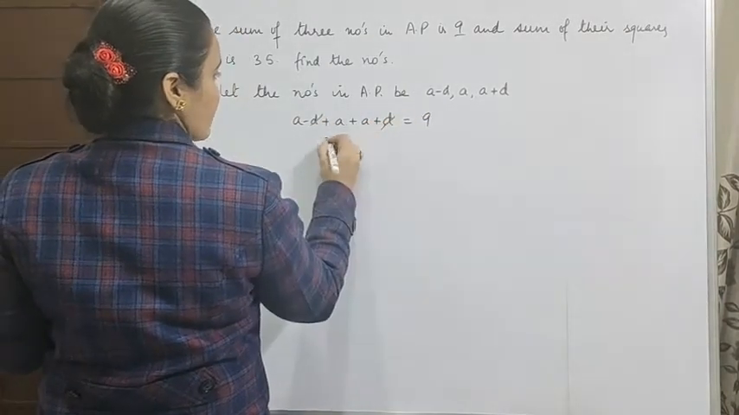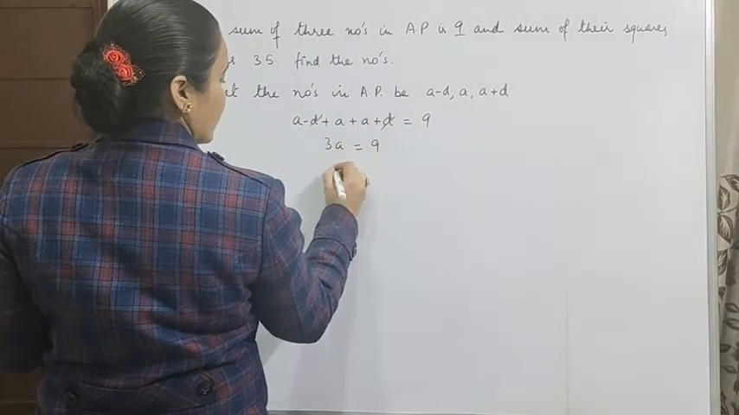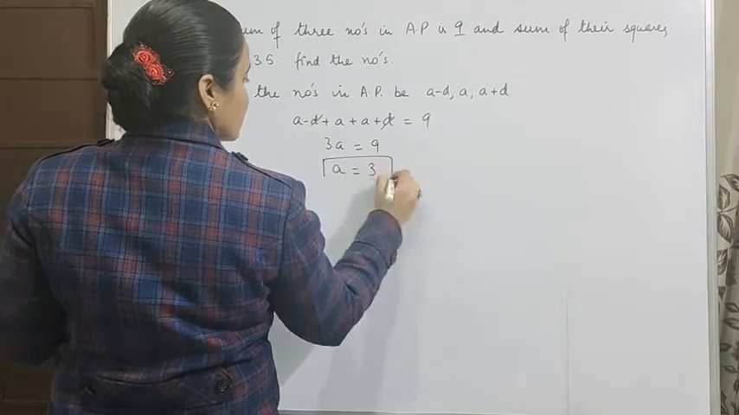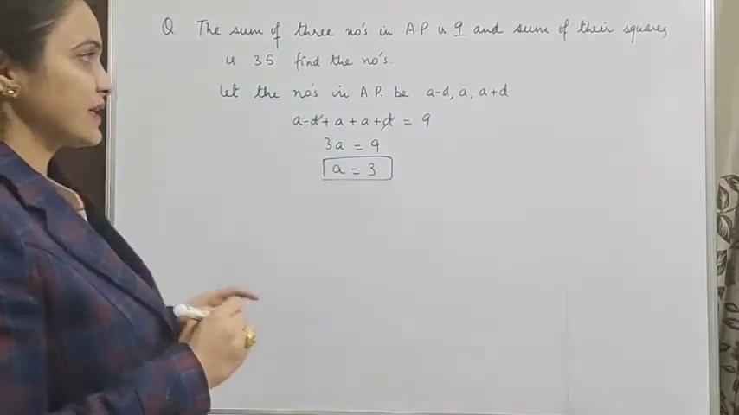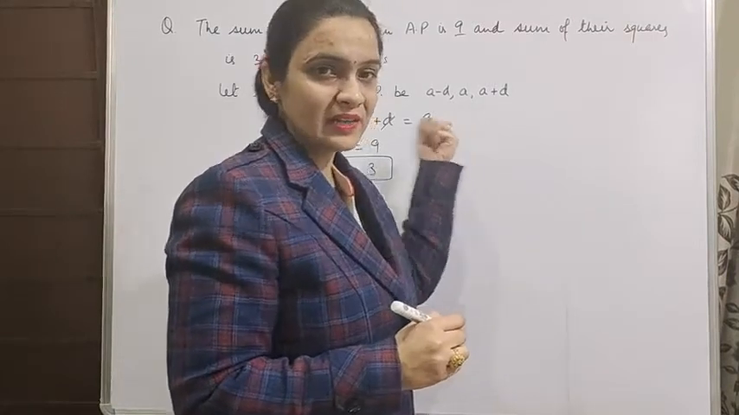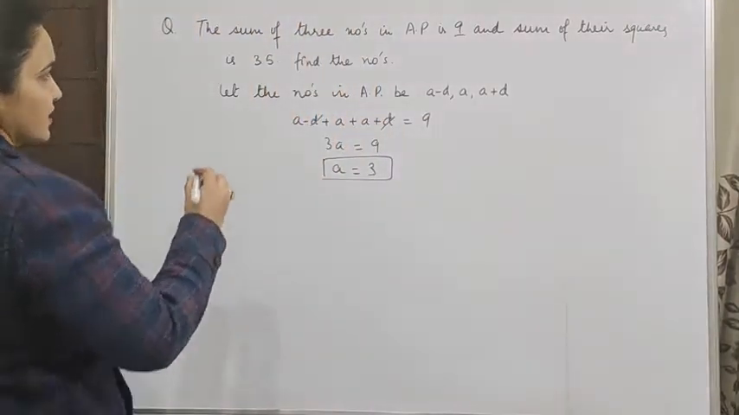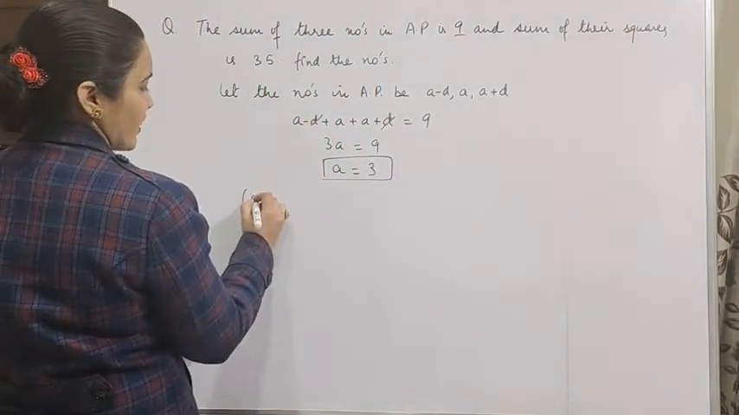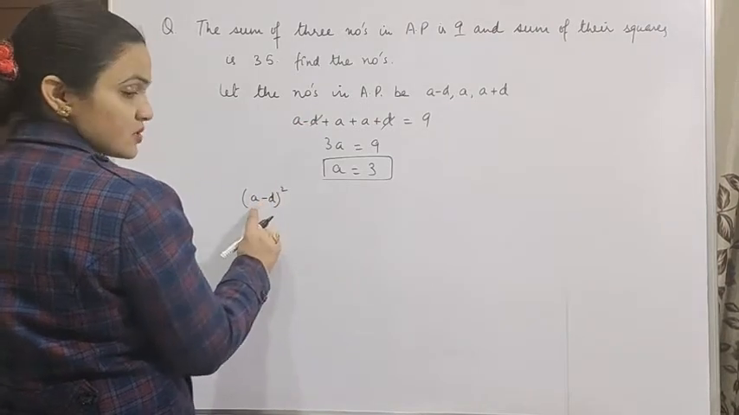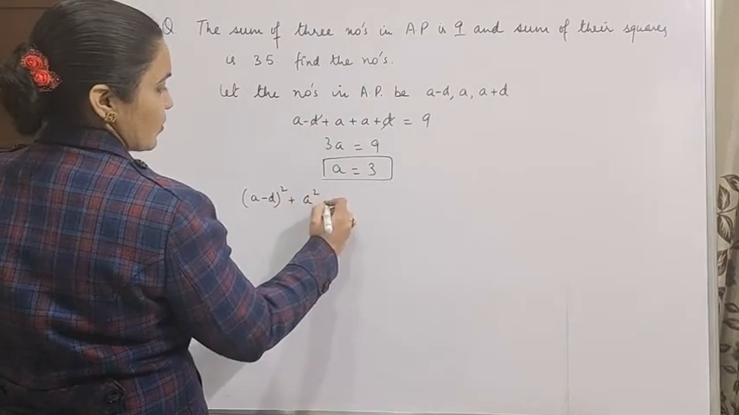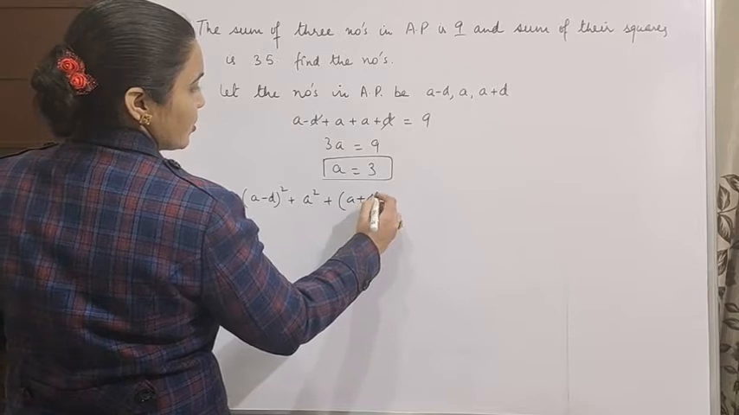Thus d cancels. So we have 3a is equal to 9. A is equal to 3. So we have the value of a is 3. Let us now find the value of d to find the numbers. Use the next condition. Sum of their squares. Squares means a minus d whole square plus a square plus a plus d whole square.